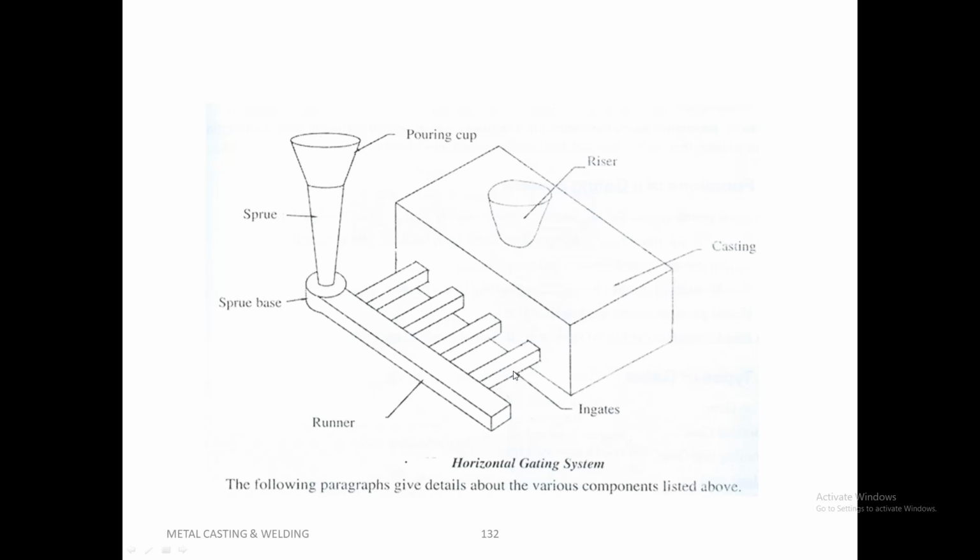Sprue. A sprue is a vertical passageway through which the molten metal will enter into the runner. It is also called a down gate or down sprue. The sprue is tapered in cross section, so it's larger in diameter at the top, connected to the pouring cup, while its smaller end at the bottom is connected to the runner.